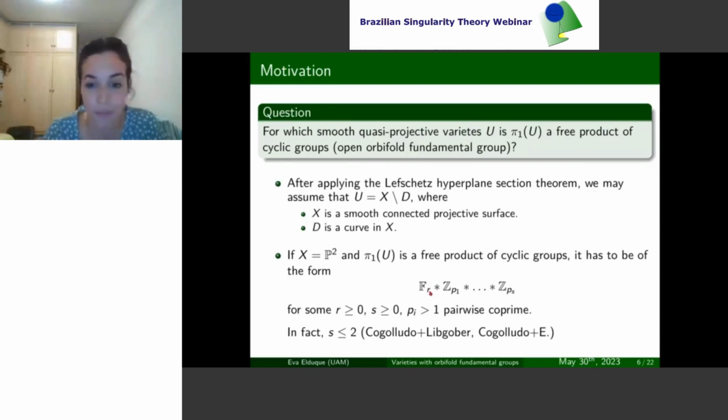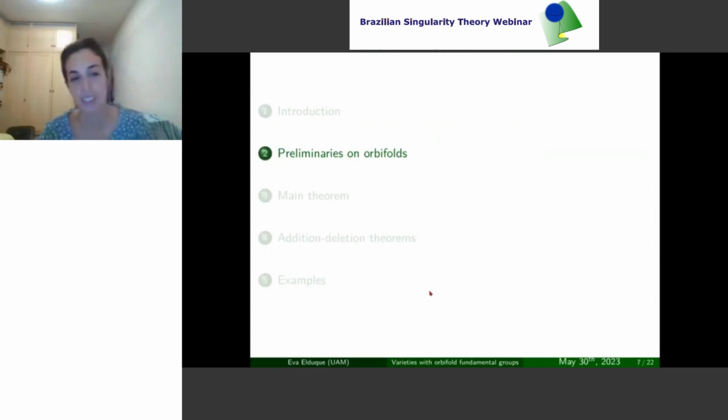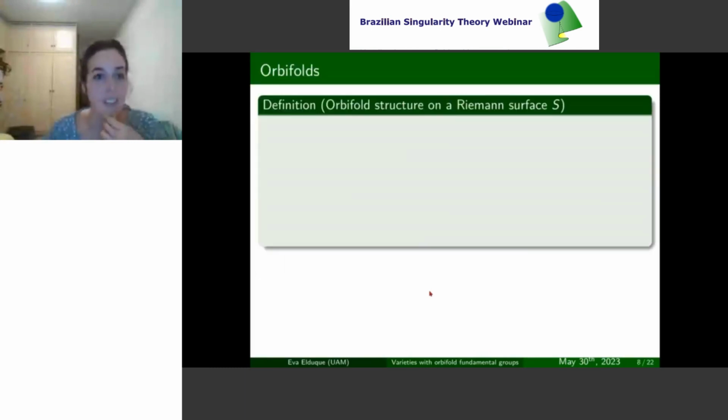Okay. So let me switch gears and talk about orbifolds for a little bit and try to exemplify how these come into play. So, I'm going to define what an orbifold structure on a Riemann surface is. I don't know much about orbifolds in general, so I'm going to restrict to the case that we used here.